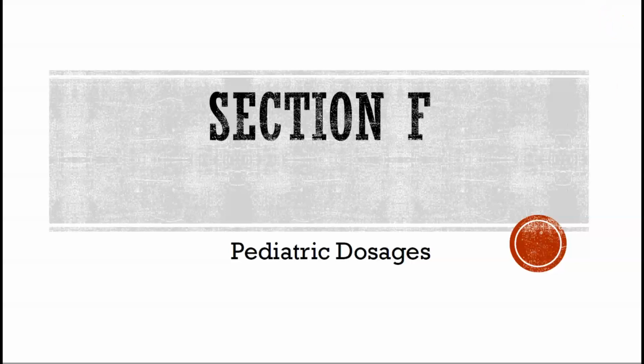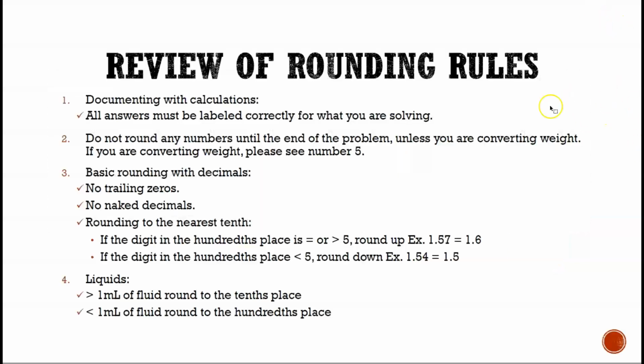Section F, Pediatric Dosages. First, let's review our rounding rules. Number 1, documenting with calculation. We have to remember that all answers must be labeled correctly for what we are solving for. Number 2, we shouldn't round any numbers until the end of the problem unless we are converting weight. We're going to cover weight in number 5.